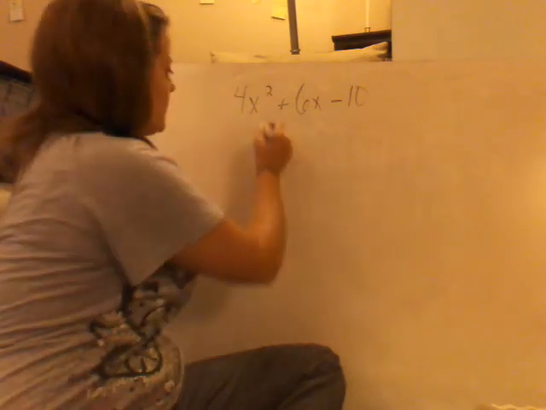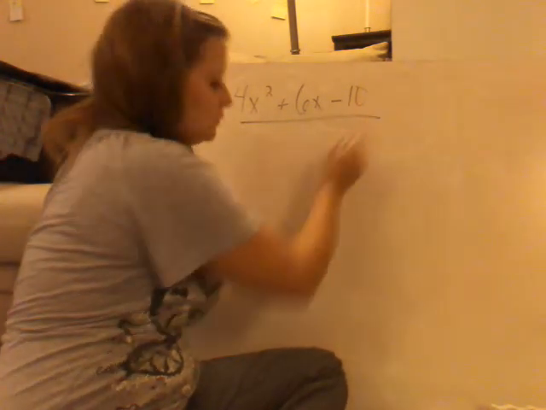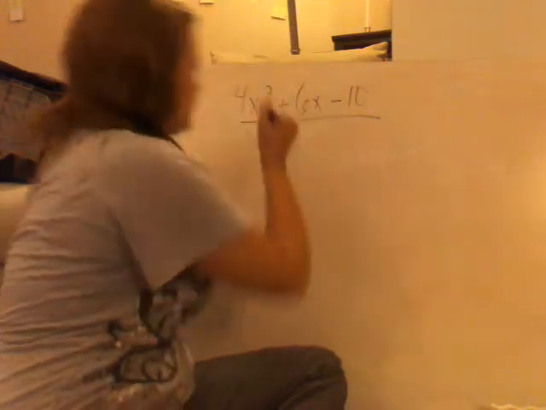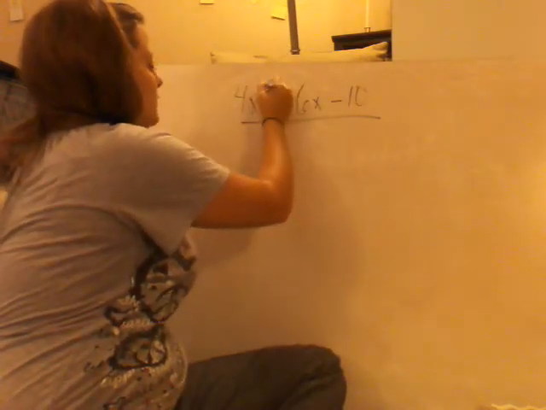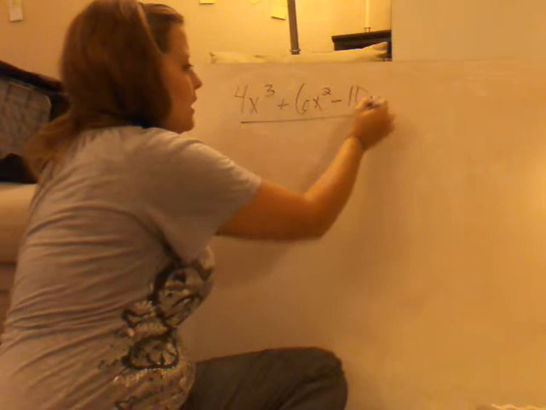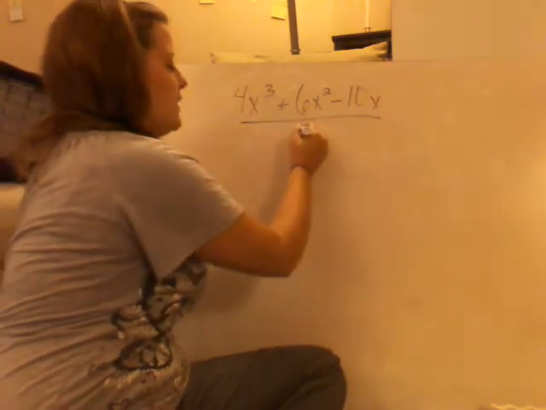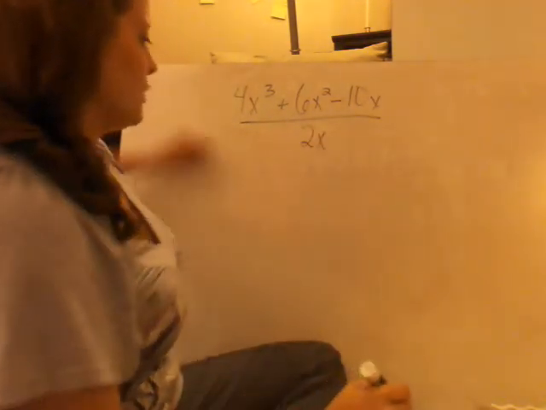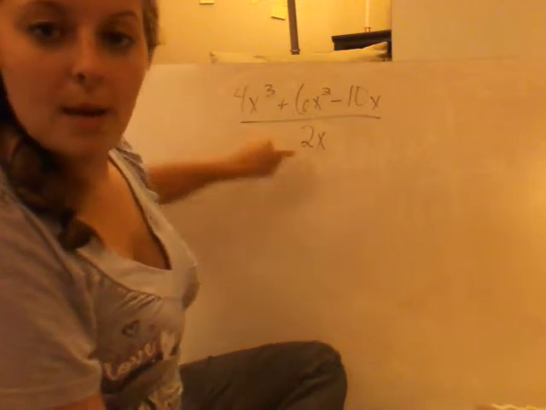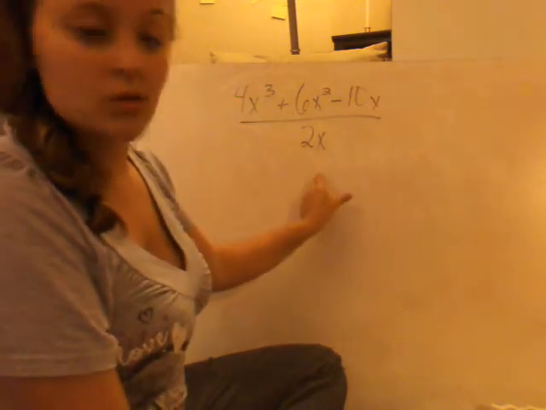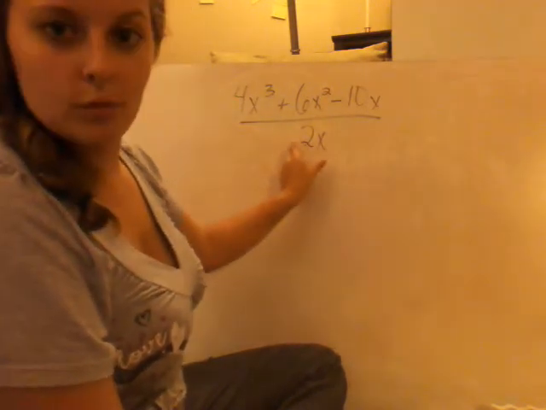Actually, I want to make this 4x cubed, 6x squared, and 10x. Alright, so I'm going to divide this by 2x. So here's my polynomial and my monomial. Remember, mono just means one, so it's just one little term there.